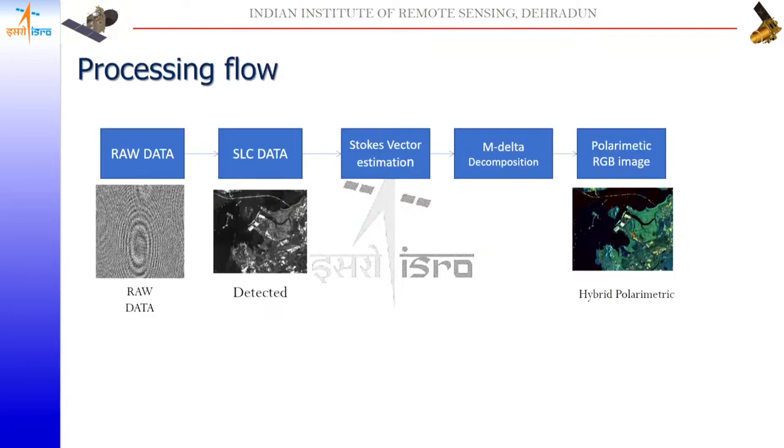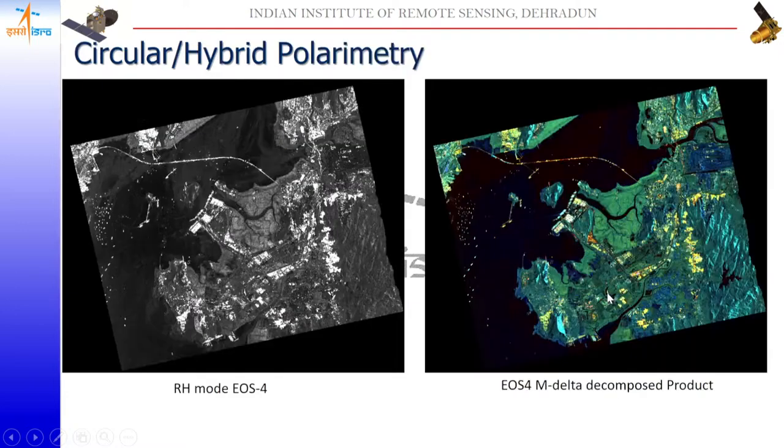We can make a color image out of it from the two images itself. If we have the raw data or SLC data, if we directly have the SLC data, we can go by the SLC data. If we have the raw data, then we can process the raw data and make the SLC, and then we can compute the Stokes vector and then the m-delta decomposition and make the colorful image in the hybrid polarimetry.